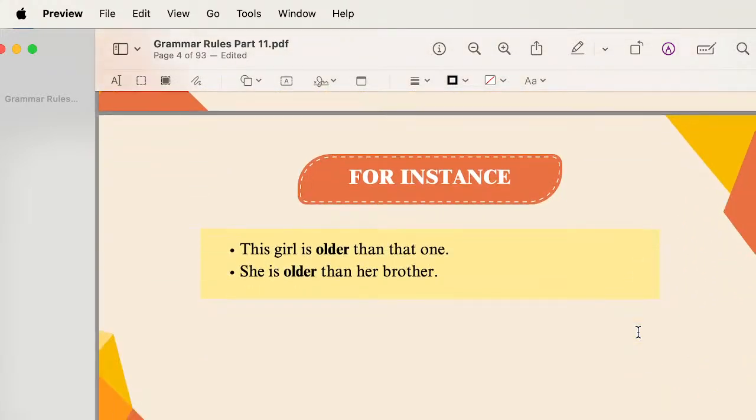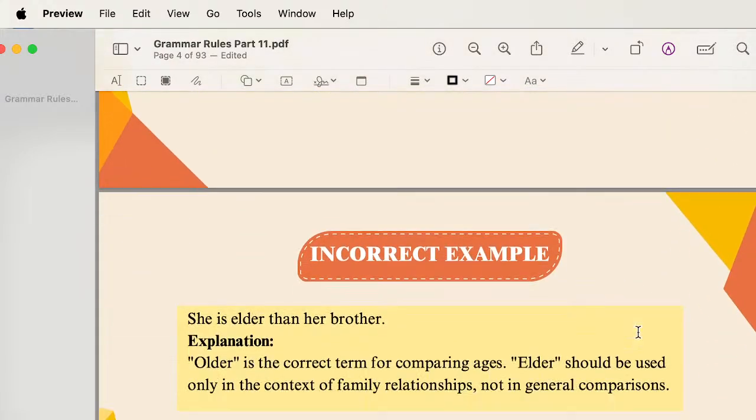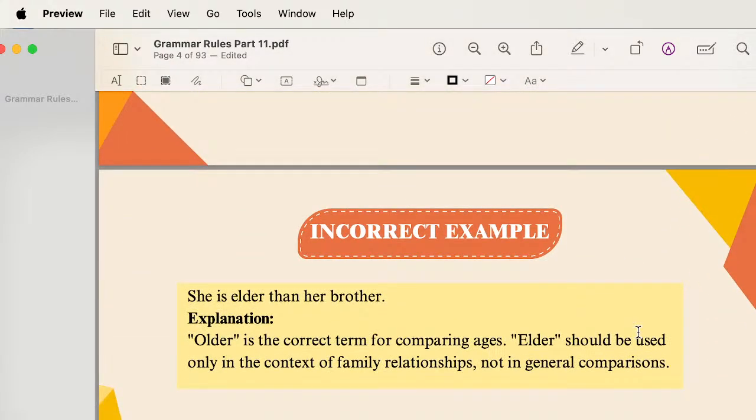The girl is older than that one. Again, comparison. She is older than her brother. Now, incorrect example. She is elder than her brother. Now, why is it incorrect here? We will see in a while. But for now, just remember that older is the correct term for comparing ages.